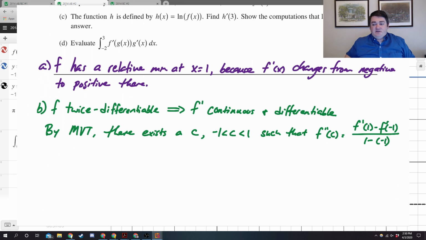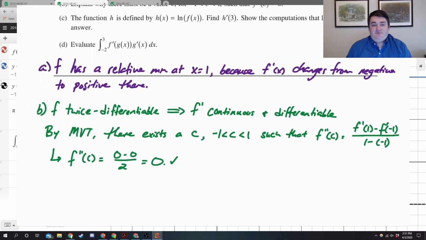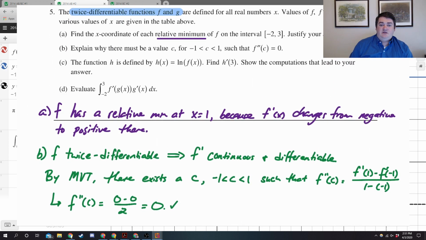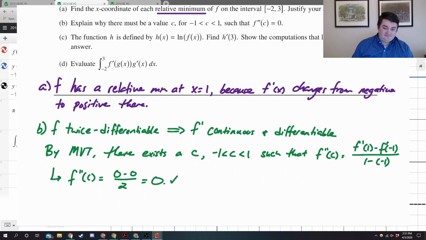The mean value theorem basically says at some point in your interval, the derivative at a point will equal the slope between your two endpoints. And so f double prime of c equals 0 minus 0 over 2 equals 0. That's what we want to see. By the mean value theorem, there must be a value of c such that f double prime of c has to equal 0.